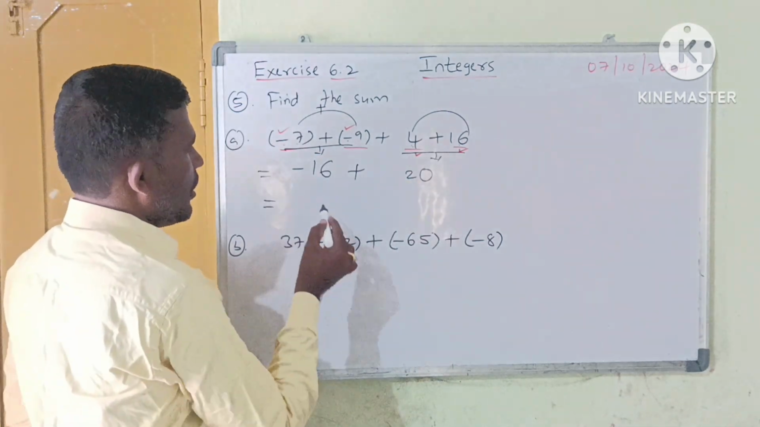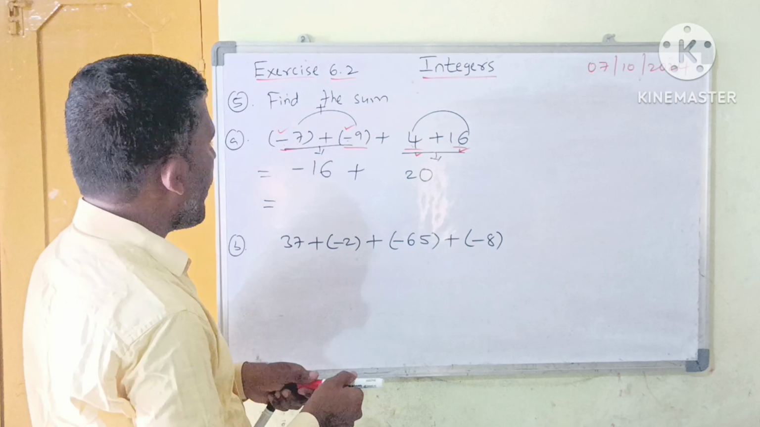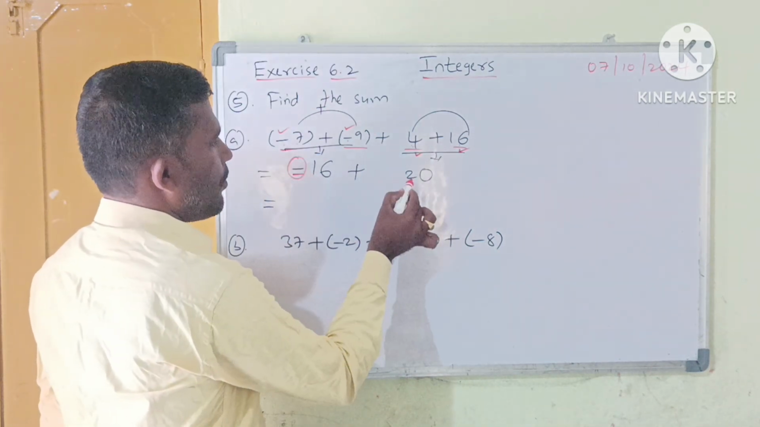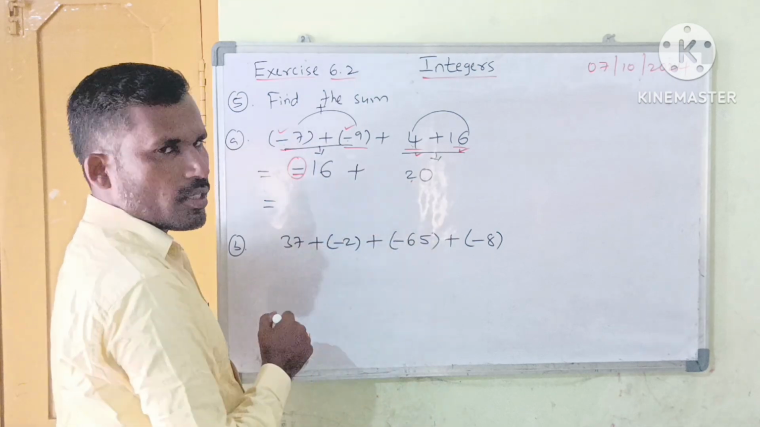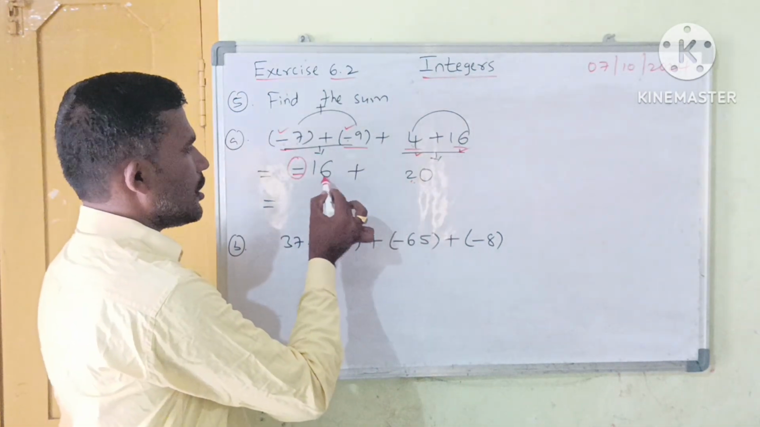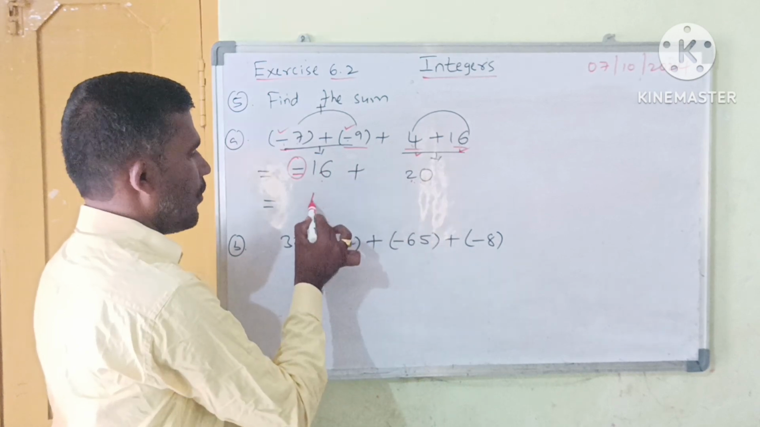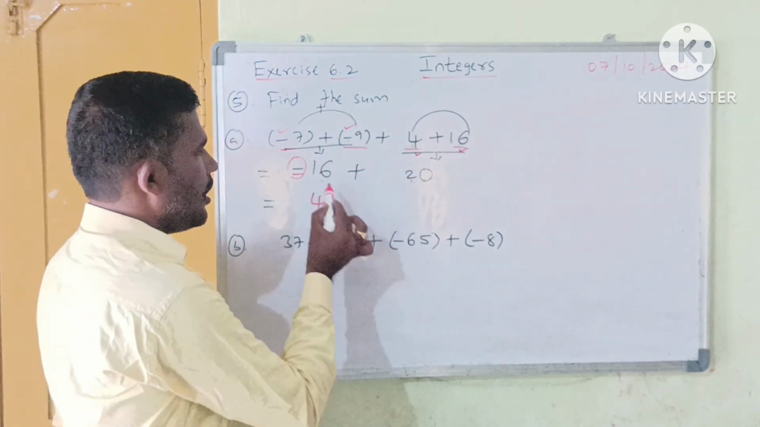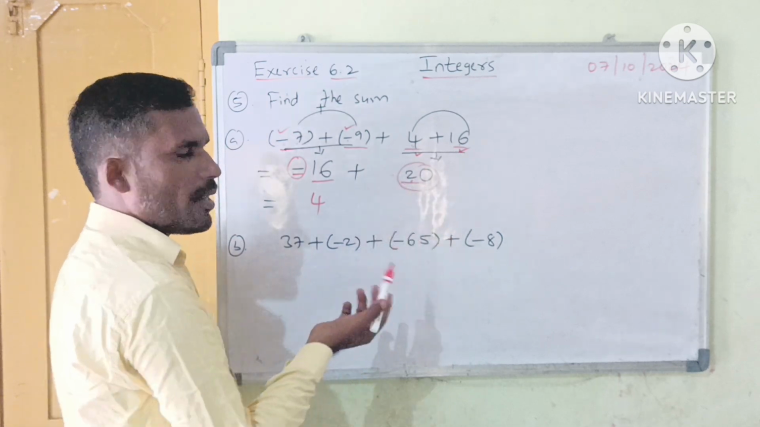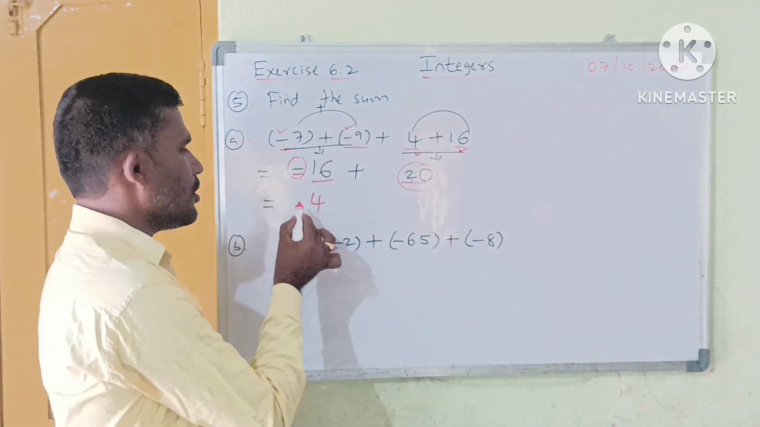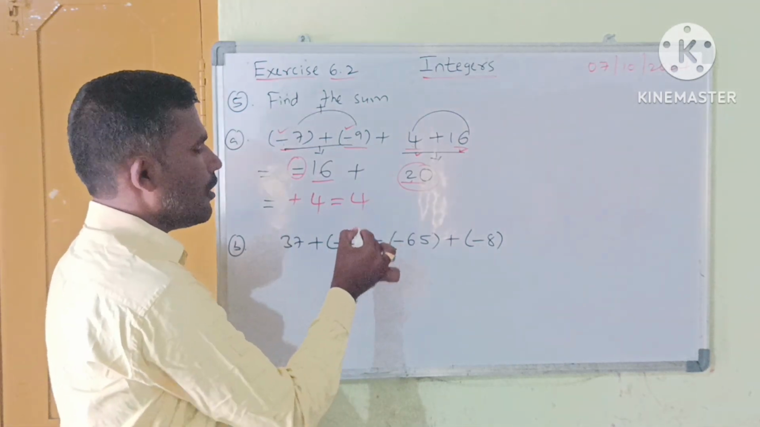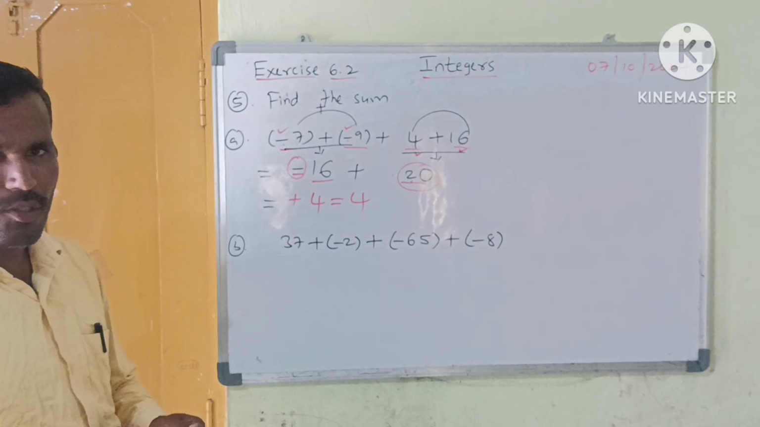And after that, here minus 16 and here 20. Here minus, here plus only. So when you have opposite signs, you have to subtract the 2 integers. Here 20, here 16. 20 minus 16 is 4. Next, of these 2 integers, 20 is the bigger value. For the bigger value, the sign is plus only. If there is no sign, it means plus only. So the answer is plus 4. Plus 4 can be written as only 4. Okay.